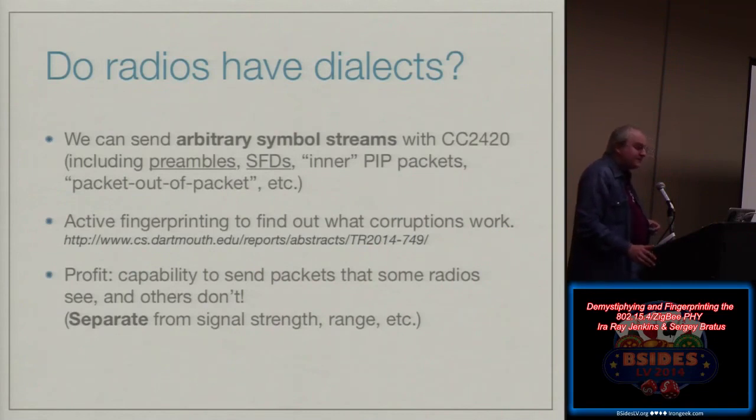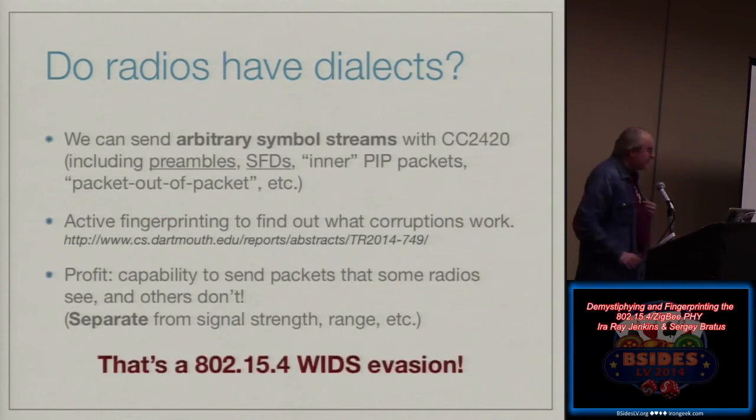We corrupt the packets. We find out what corruptions work, and this has two uses. One use is that we can fingerprint those chips by what variations they respond to, and the other is that we can bypass wireless intrusion detection systems. And this is separate from any manipulation of signal strength or range or anything like that. This is purely logical, what sort of bits you send for your preamble and SFD.